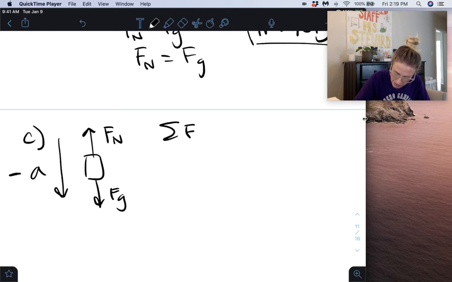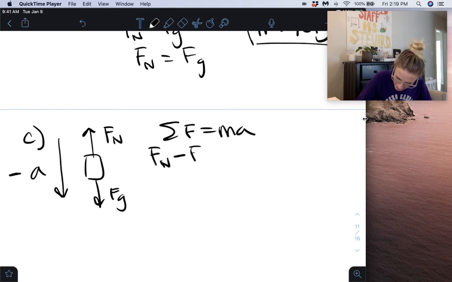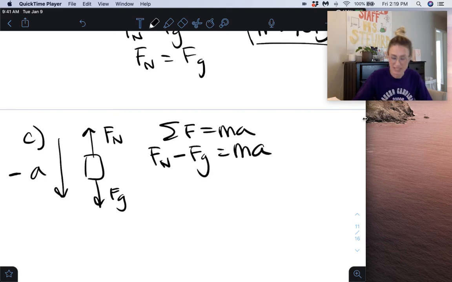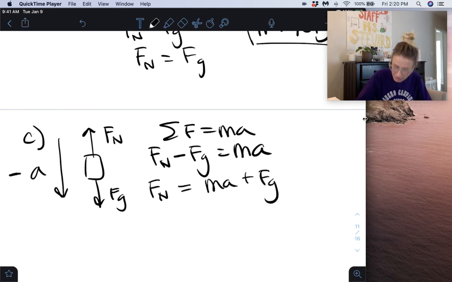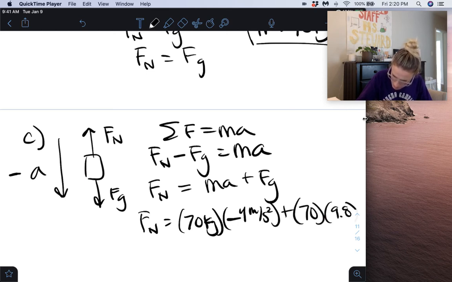So we get net force is equal to mass times acceleration. Because I'm calling up positive, I have normal force minus the force of gravity is equal to mass times acceleration. Now, I'm solving for normal force here, so I get mass times acceleration plus the force of gravity, which again is mass times acceleration of gravity. But when I plug in numbers here, I have to plug in a negative for my acceleration. So mass was 70 kilograms times acceleration, which is now a negative 4 meters per second squared, plus 70 kilograms times 9.8 meters per second squared.